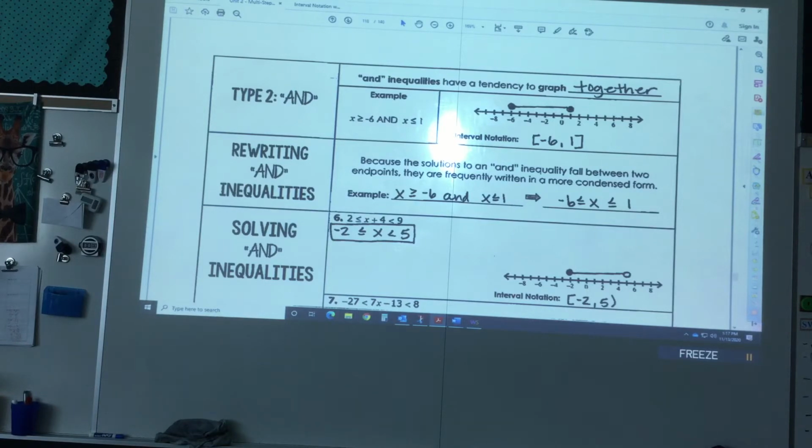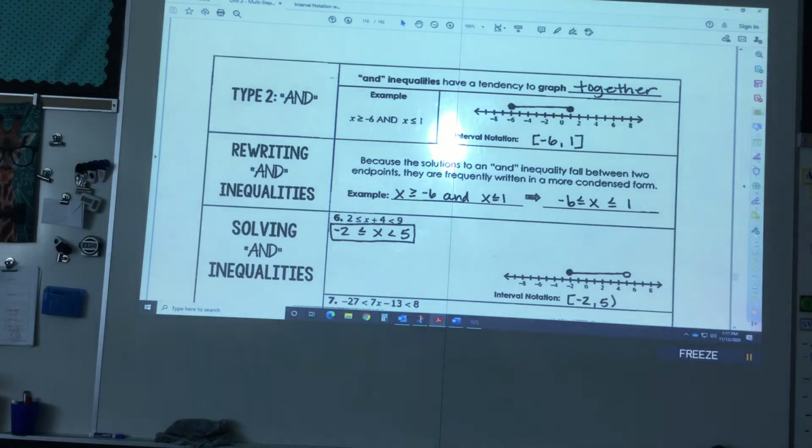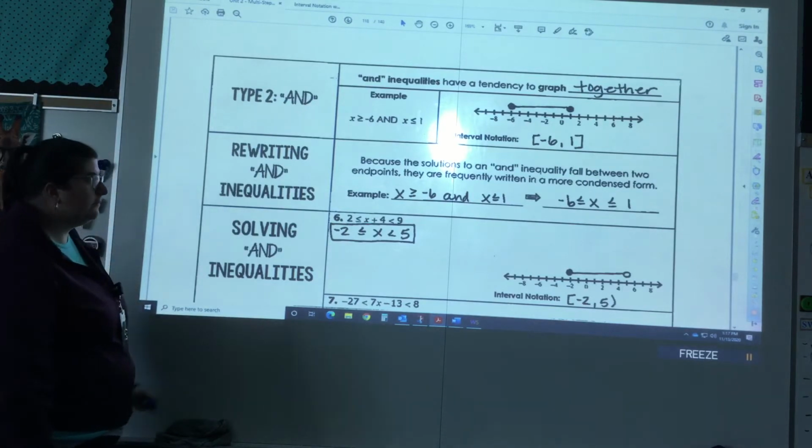Rewriting "and" inequalities: because the solution to an "and" inequality falls between two endpoints, they are frequently written in a more condensed form. So we go from what you saw in the first example, x is greater than or equal to -6 and x is less than or equal to 1, we just simply write it -6 is less than or equal to x, which is less than or equal to 1. So looking at this first example, it is written in the more condensed form.